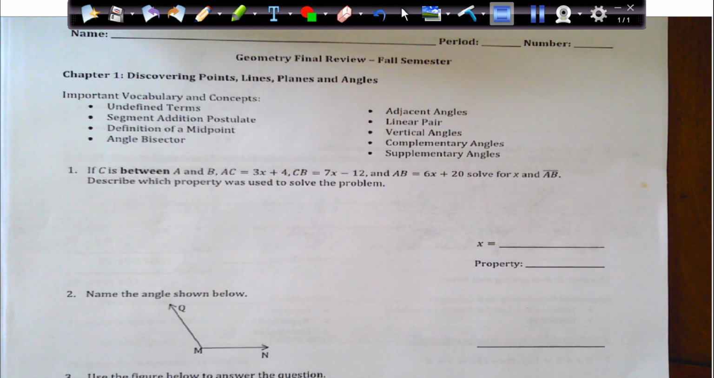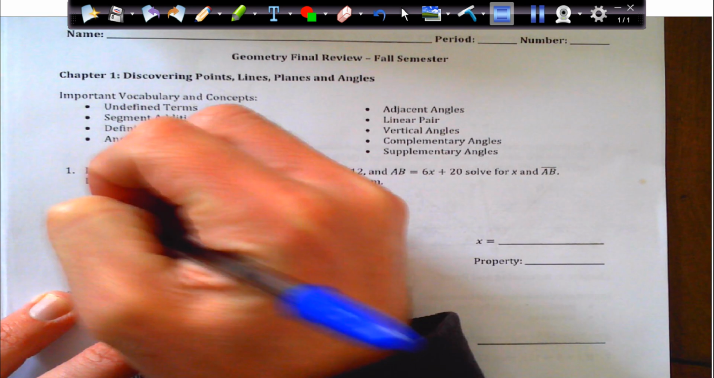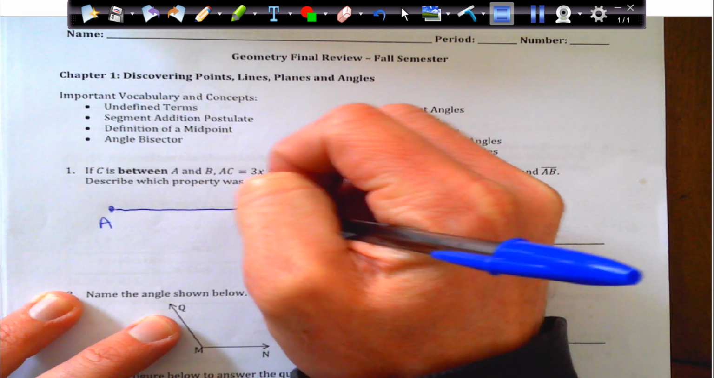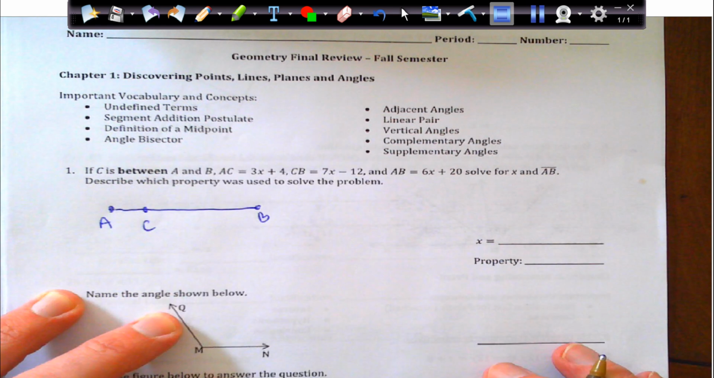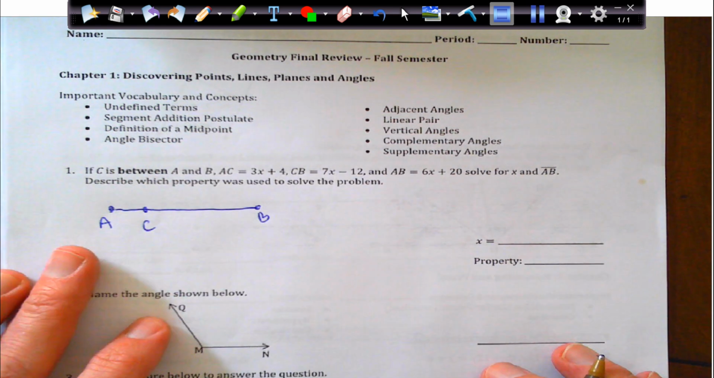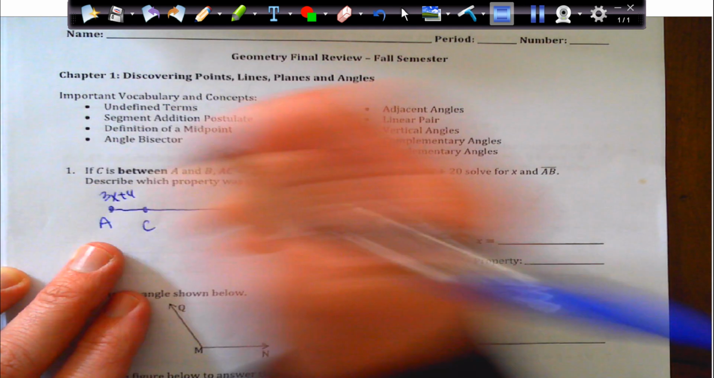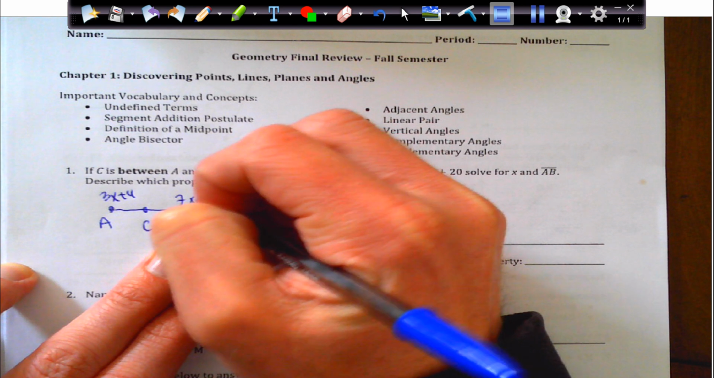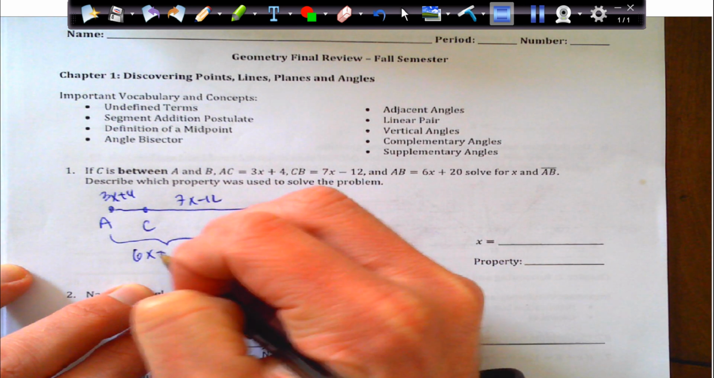Number one, C is between A and B, so you want to draw a picture. Now, C is between A and B. That doesn't mean it's in the middle, so I'm going to put it over here. And we want to see AC is 3x plus 4, CB is 7x minus 12, and then the whole thing is 6x plus 20.